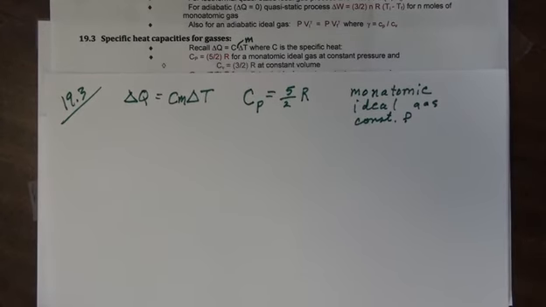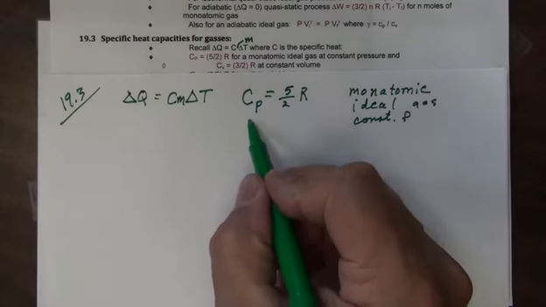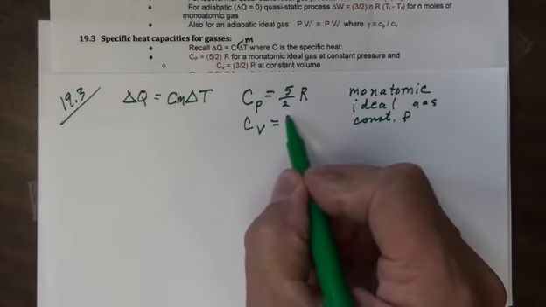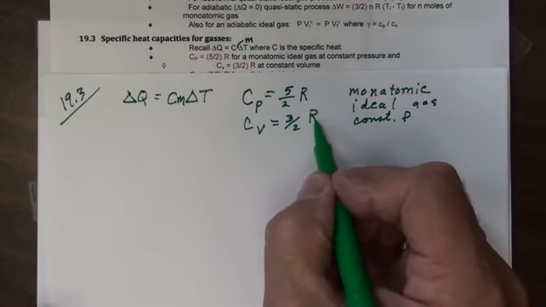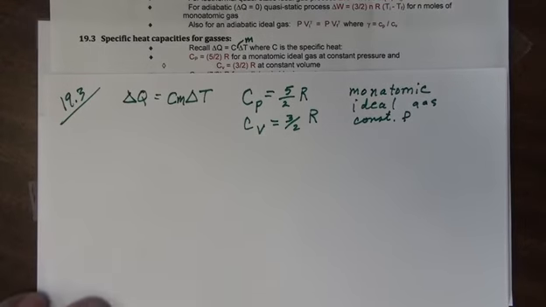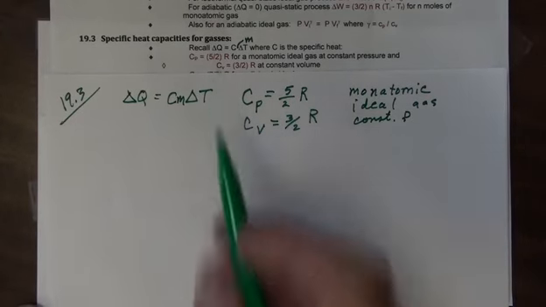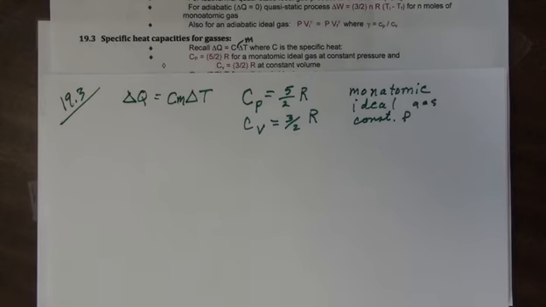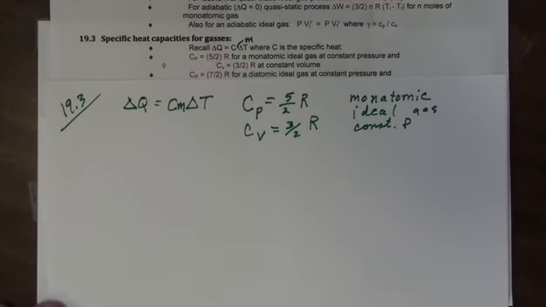Now, if we have constant volume, it turns out that the specific heat at constant volume is 3/2 R. And as I said before, both of these can be derived with a little bit of effort. The 3/2 and the 5/2 relate to the degrees of freedom that exist within the gas. In fact, the 3 occurs because of the degrees of freedom of three-dimensional space.